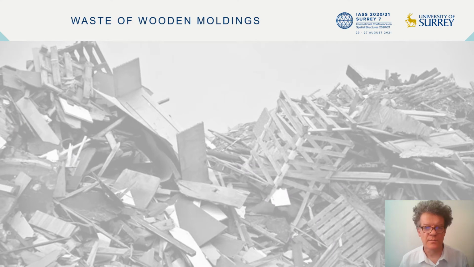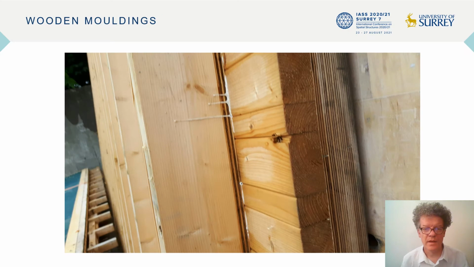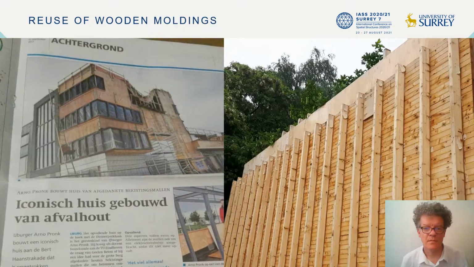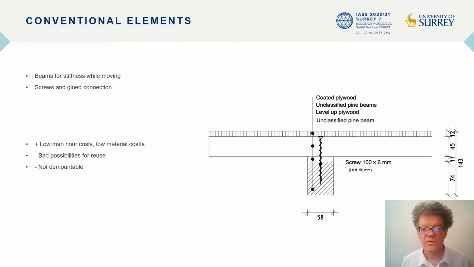So here you see a picture of all the waste that is produced. Here you see the wooden moldings that can be reused. And this is the villa under construction made by the reuse of those molds. This is the regular way the molds are made.